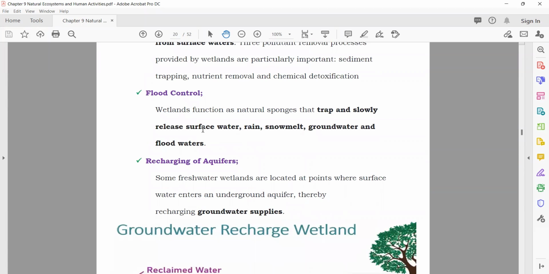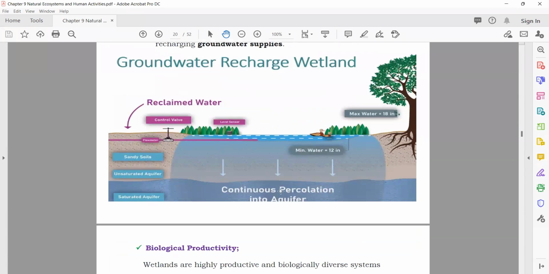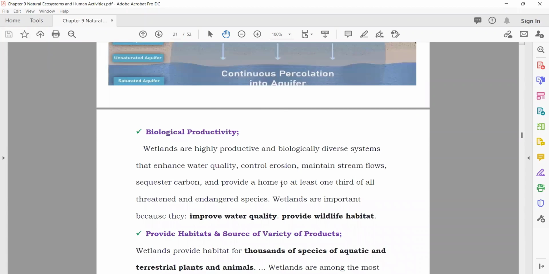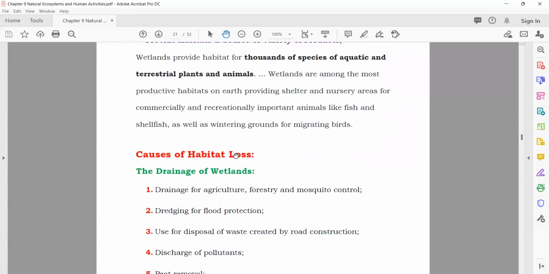Sometimes the flood comes, so wetlands have enough capacity to store the water. Recharging the aquifers: aquifers mean the water reservoirs down below, so sometimes infiltration happens, water goes down, and that increases the water level. Biological productivity: wetlands are also really good for biological productivity. Why? Because they are a habitat for thousands of organisms.